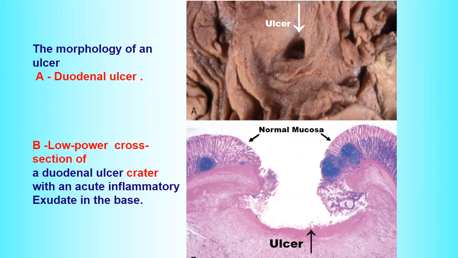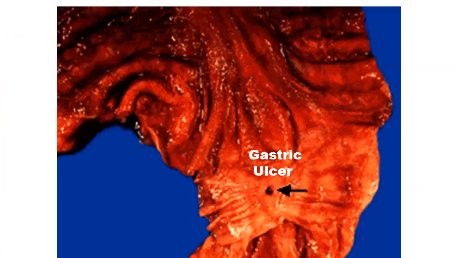Grossly, there is a prominent local defect in the mucosa or in the wall of the duodenum. On microscopic examination, there is a duodenal ulcer crater with the loss of continuity of duodenal mucosa by a local defect, and the base of the ulcer is covered by inflammatory exudate. On both sides of the ulcer, there is normal intact duodenal mucosa. This is a gross feature of a prominent gastric ulcer in the mucosa or in the wall of the stomach.